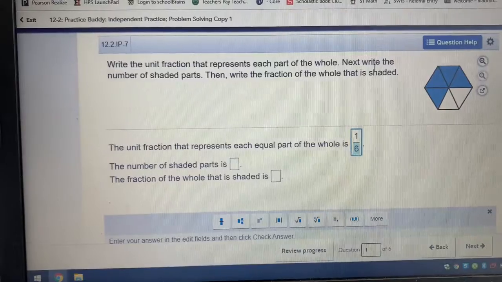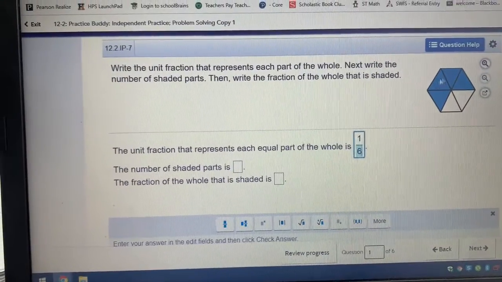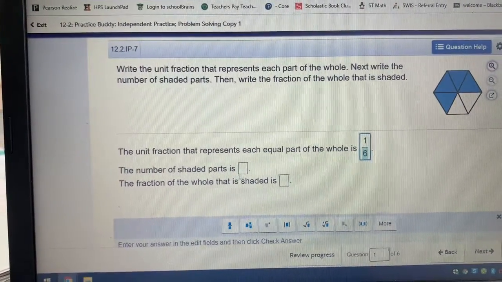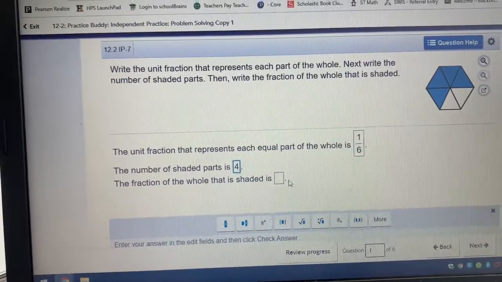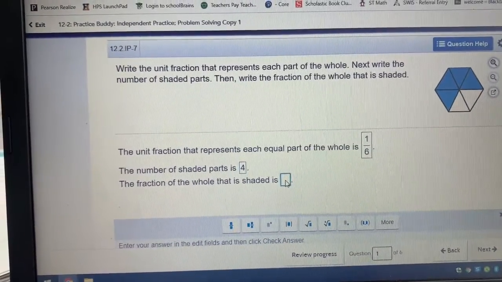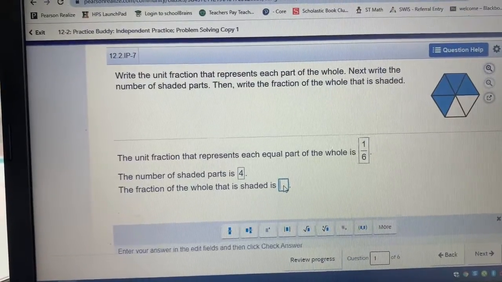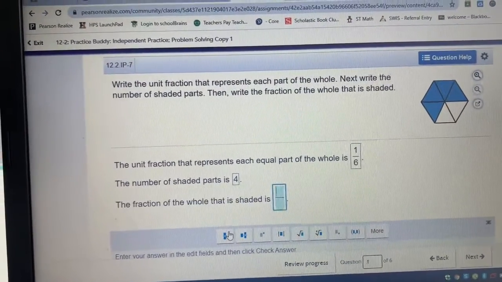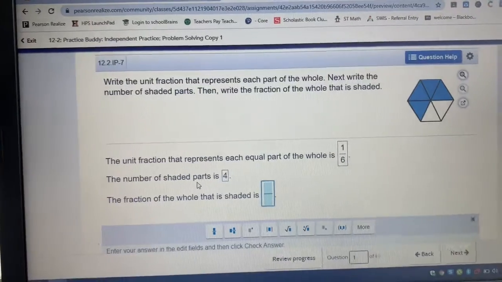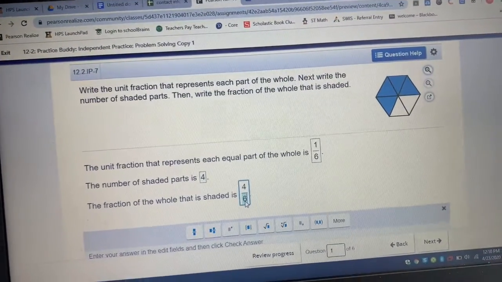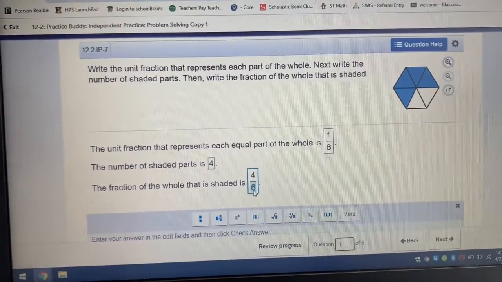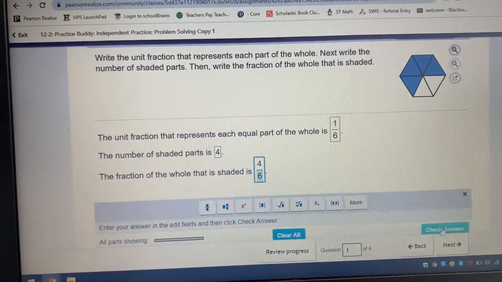The number of shaded parts is 1, 2, 3, 4. So I'm just going to put a 4 in there. I don't have to click my fraction bar. The fraction of the whole that is shaded. Now I just need to put what I know together. I know 4 parts are shaded and I know that there's 6 parts in all. So the fraction of the whole is 4/6.